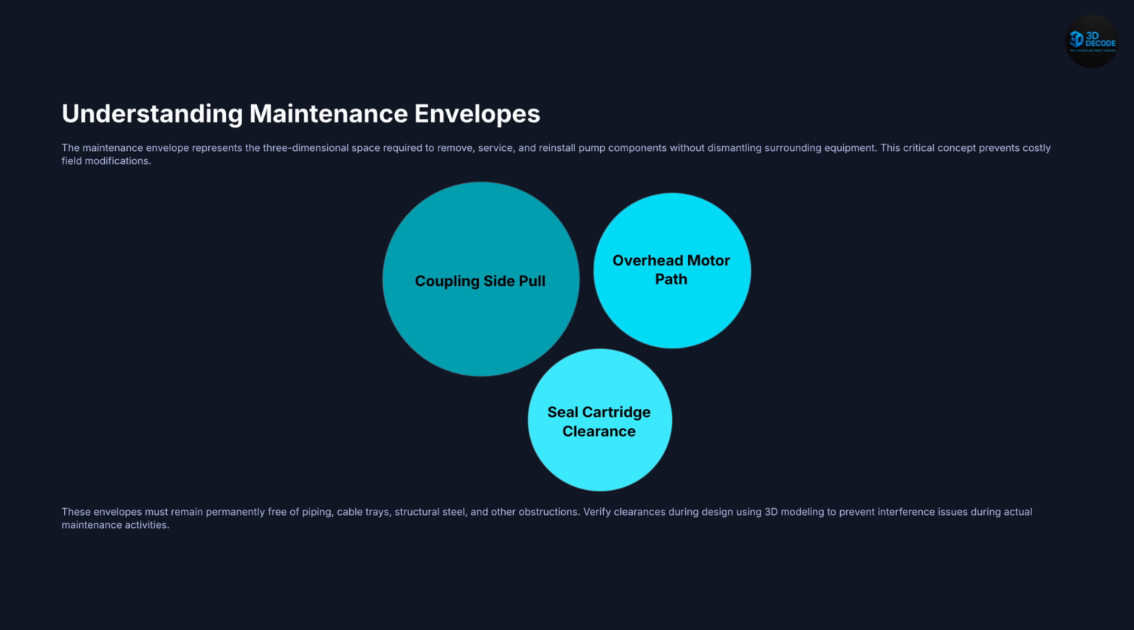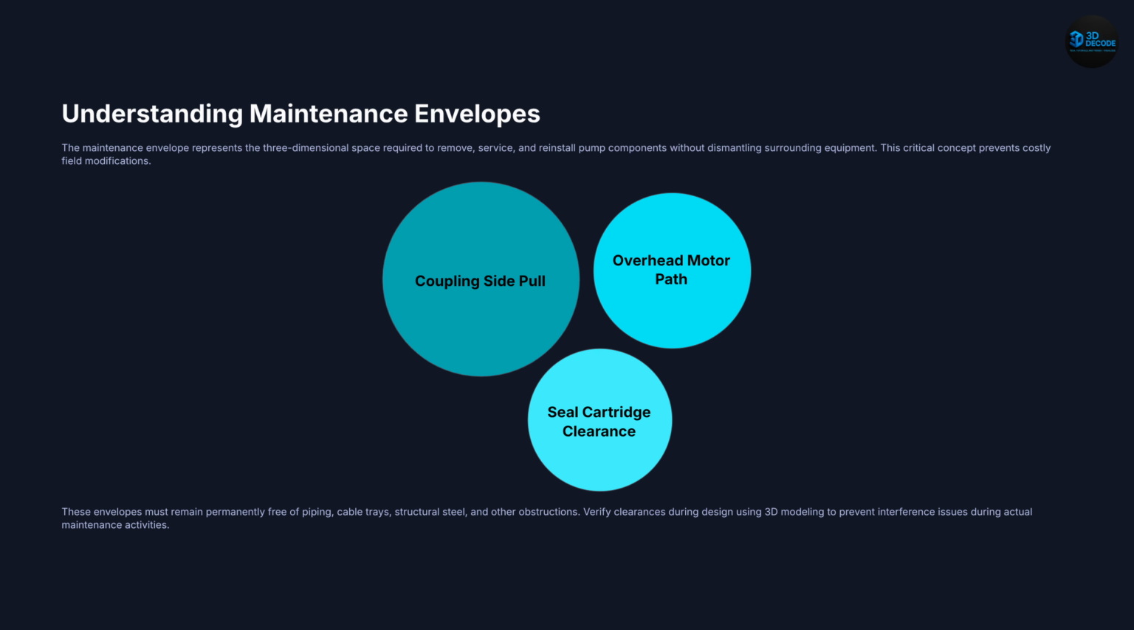Now, look at these examples. Coupling side pull, overhead motor path, seal cartridge clearance. These are invisible maintenance zones, and they must remain permanently free from obstructions. No piping, no structural steel, no cable trays.